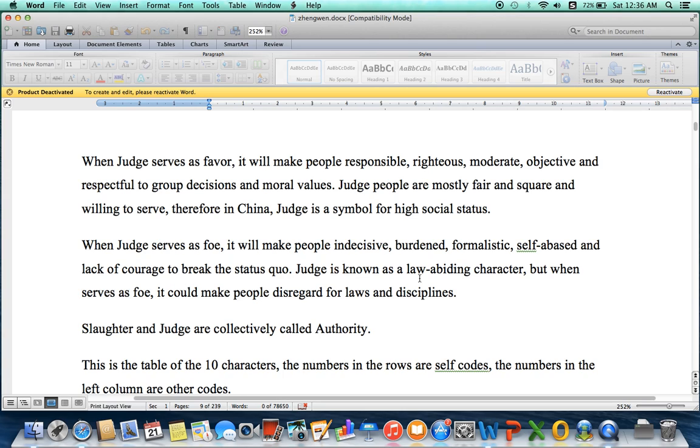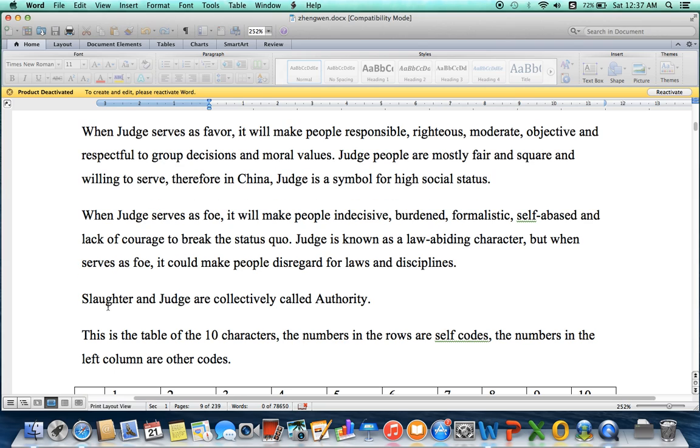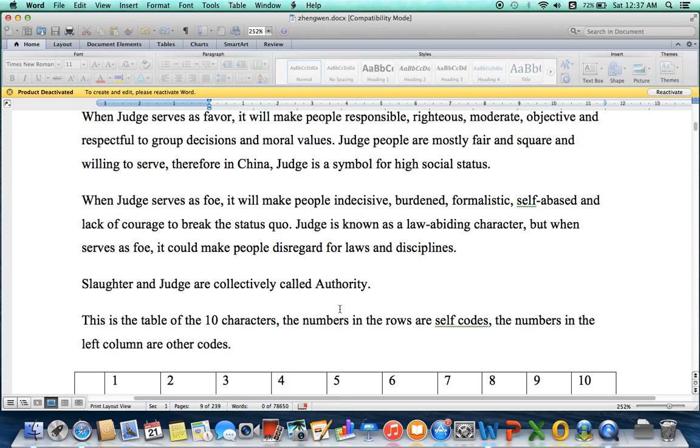Judge is known as a law-abiding character, but when serving as foe, it would also make people disobey, and disregard law and discipline. And these two, slaughter and judge, are jointly called authority.